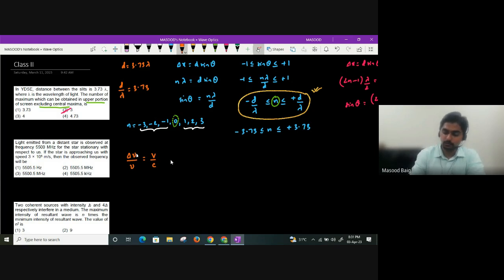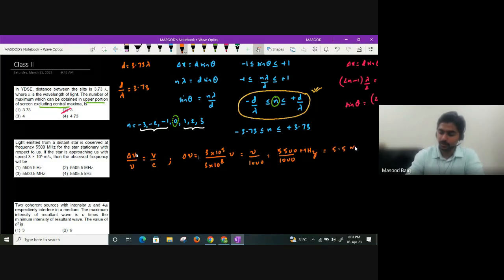From this, what we can also write, beta? Delta nu value will be, what is v value? What is the speed of the star given as? 3 into 10 power 5. What is c value? 3 into 10 power 8. Into what will I write? Nu. So can I write this as nu divided by 1000 or not? So we got it as 5500 divided by 1000 megahertz you are going to get, which will be how much, beta? 5.5 megahertz. So this much increase you will have.